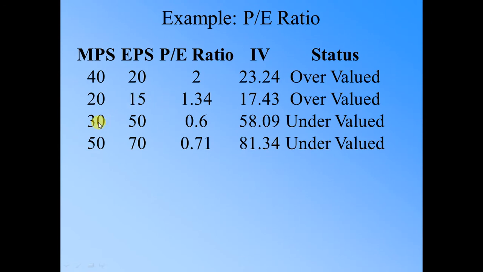In the last 2 cases you see that your earning per share is 50 while people are paying you less than 50, that is 30. It means the market price of the share is undervalued in the market. Similarly in the 4th case.